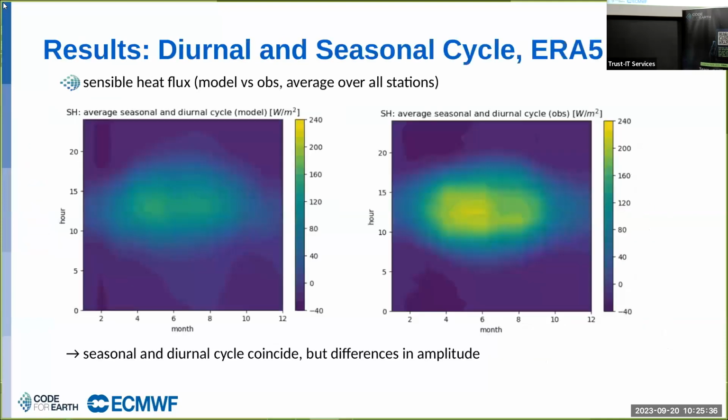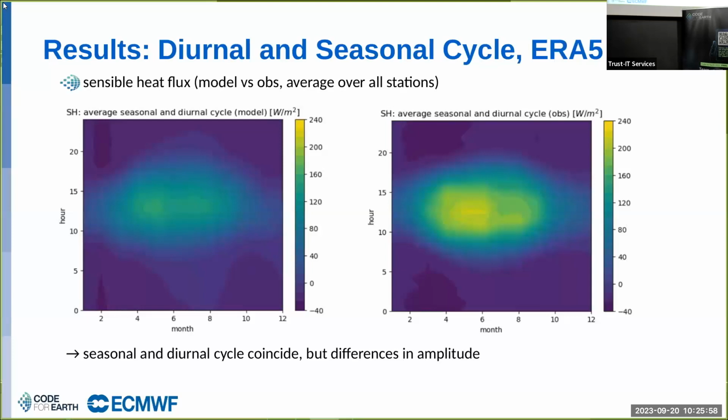Okay, so I want to show some of the results, exemplarily for ERA5. And first of all, you can see here the diurnal and seasonal cycle of a sensible heat flux. So the left plot shows the model and the right plot the observations, averaged over all stations. And on the x-axis, you can see the month, and on the y-axis, the hour of the day.